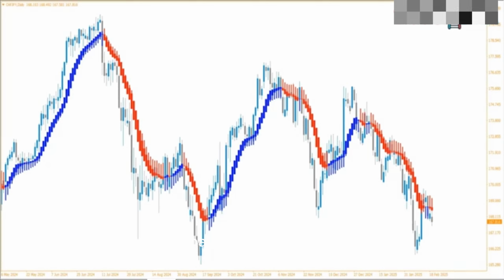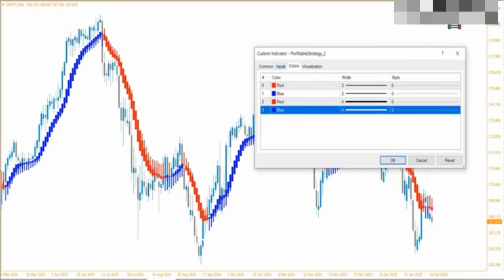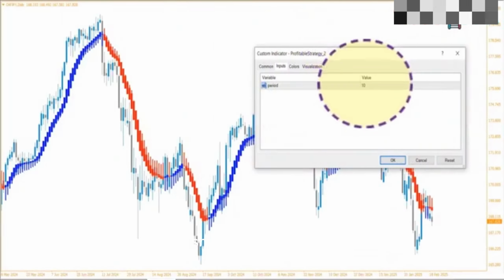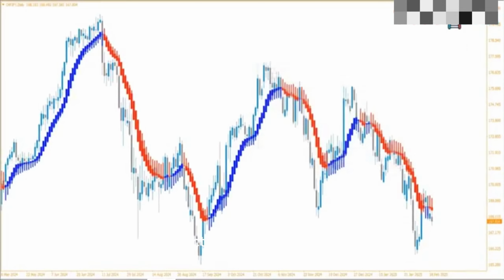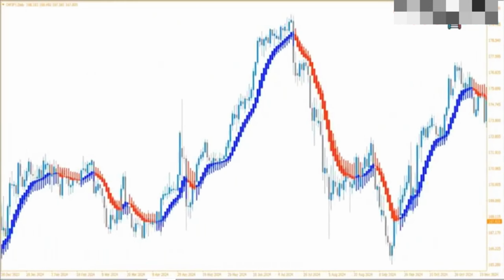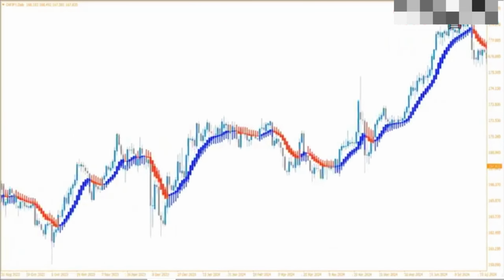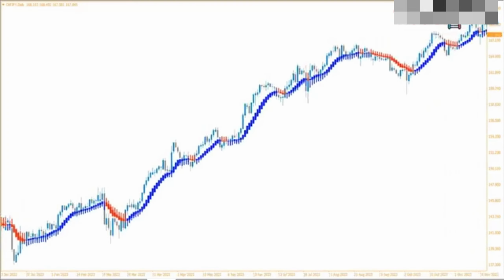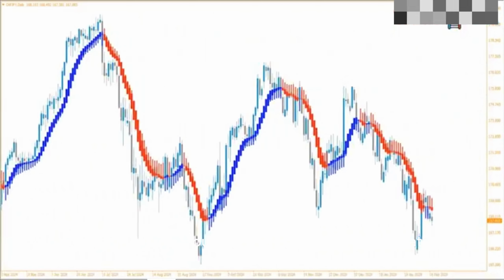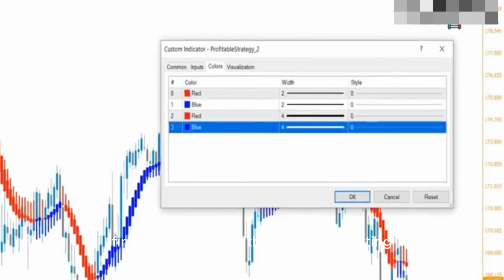Here, I'm using a 10-period setting to focus on short-term market conditions because the overall trend is already clearly identified by Profitable Strategy Indicator 1. And here's what the 10-period setting looks like in action. Incredible, right? It delivers precise, powerful insights that make analysis even more effective. Now, let me show you exactly how to set the indicator's period, and more importantly, how it impacts what you see on the chart. First, let's start with the 10-period setting.